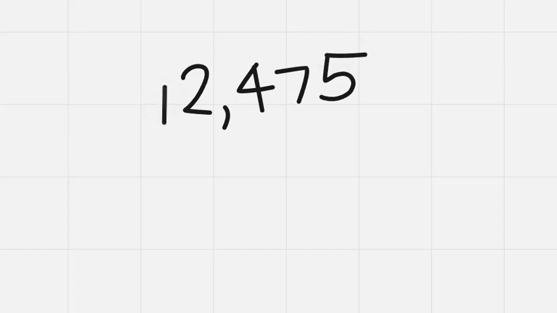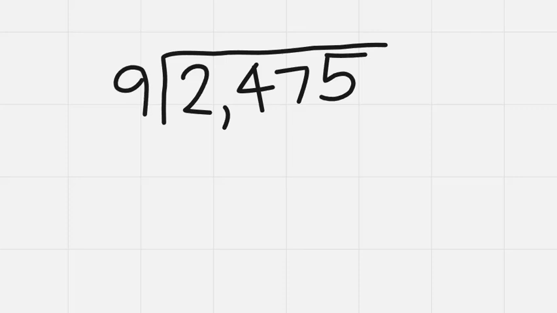Our first problem is 2,475. We're going to follow this same division process, but now we'll be dividing by 9. That means we'll be counting by 9. The first number we're going to look at is 2. 2 is less than 9, so we cannot count. We'll look at the digit next door, which is 4. So we'll look at 24. Let's count by 9 until we get to 24 without going over.